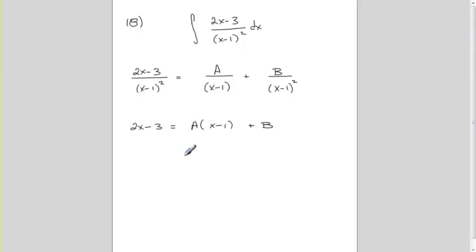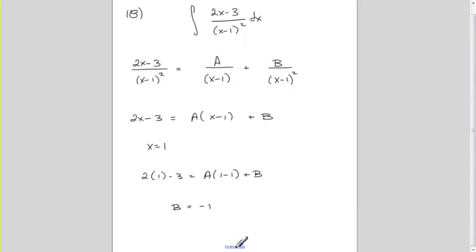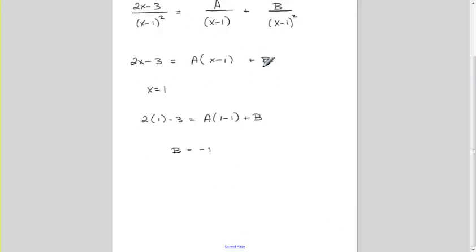So in this case, we don't have two choices. We just have one choice. This is going to go to 0 when x equals 1. So x equals 1. So you have 2 times 1. We let x equal 1, so we have to do that on both sides. And then we'll have a times 1 minus 1, which is 0, plus b. And therefore b is whatever is over here, which is negative 1. And so we can then plug b in as -1 and solve for a.